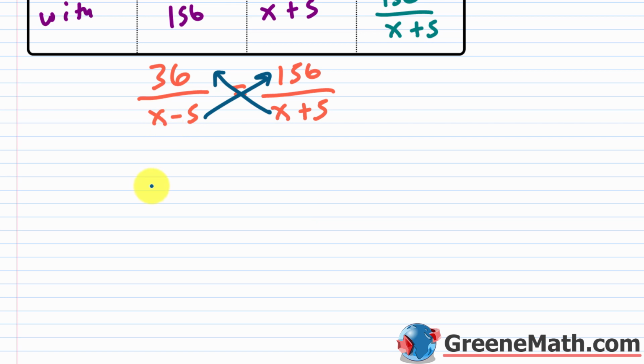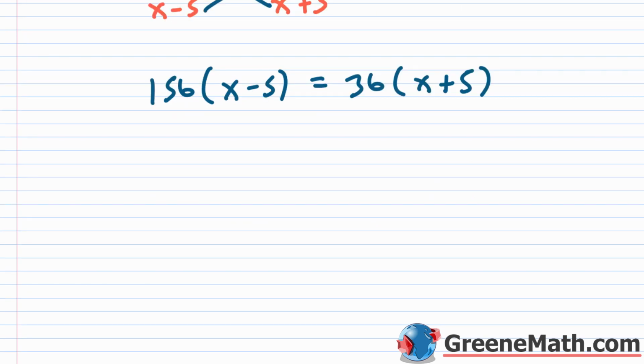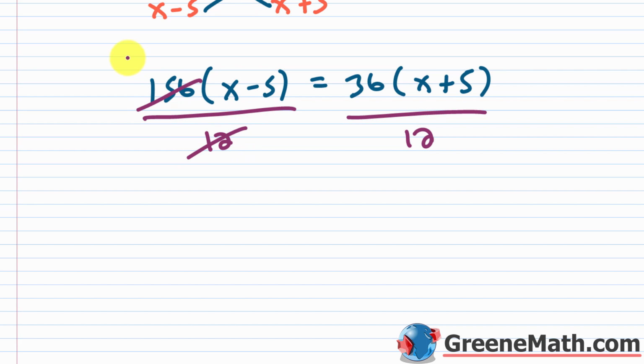So we would have 156 times the quantity x minus 5. Then we'll say this equals 36 multiplied by the quantity x plus 5. Now, you can go through and distribute and do all that stuff if you want, but I like to work with smaller numbers, and I think a lot of you do as well. So if you think about 156 and 36, they're each divisible by 12. So I'm going to divide this by 12, and I'm going to divide this by 12. 156 divided by 12 is 13, and then 36 divided by 12 is 3.